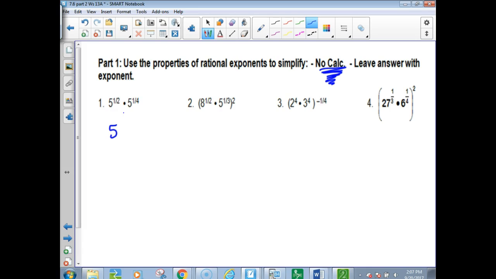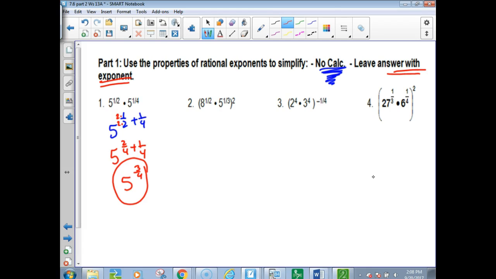Okay, so we got 5 to the 1/2 plus 1/4. You add the exponents. We need a common denominator, so we'll multiply the 1/2 by 2, top and bottom. So we have 5 to the 2/4 plus 1/4, and that is 5 to the 3/4. It said to leave it with rational exponents. Leave the answer with an exponent. You want to read those directions.